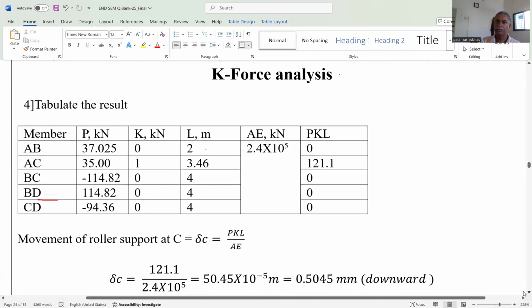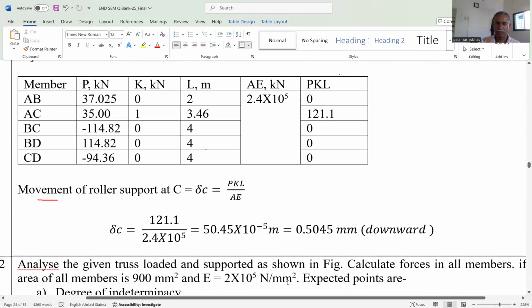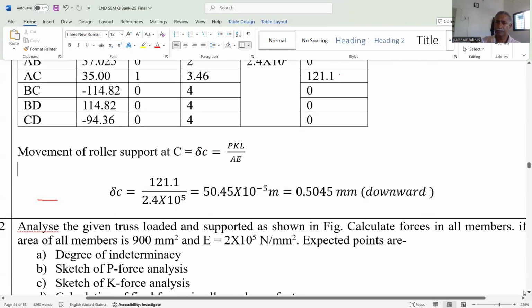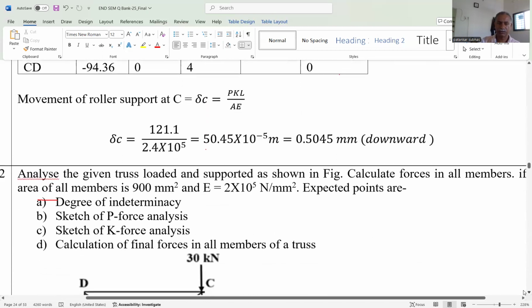We get the moment of the support C, roller support C, that is 50.45 into 10 raised to the power 5 meter. Convert it into mm. So it is 0.5045 mm in the downward direction. Positive sign indicates our assumption is correct. This is related with the analysis of the truss.